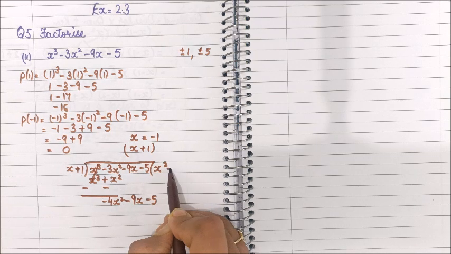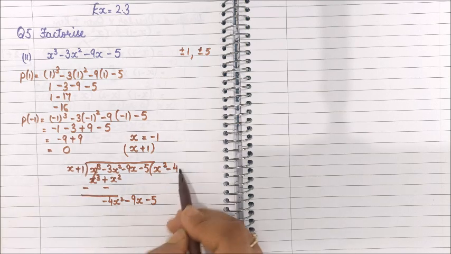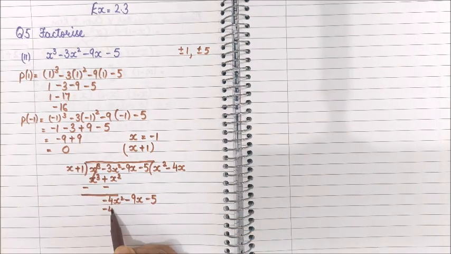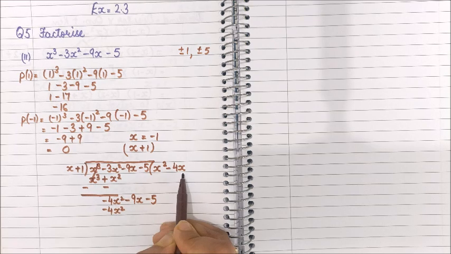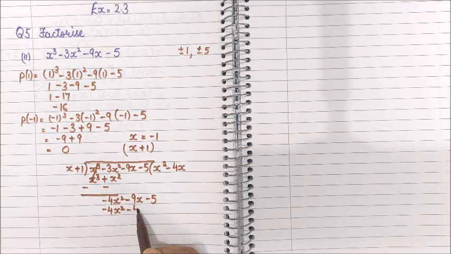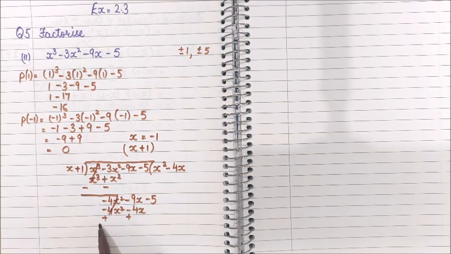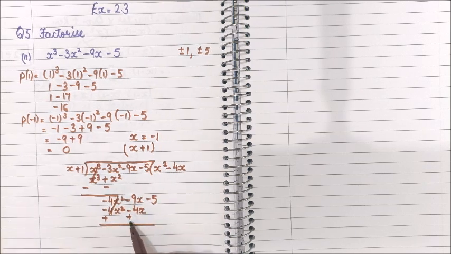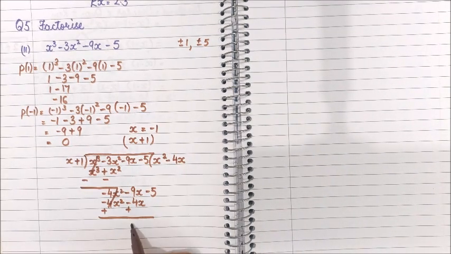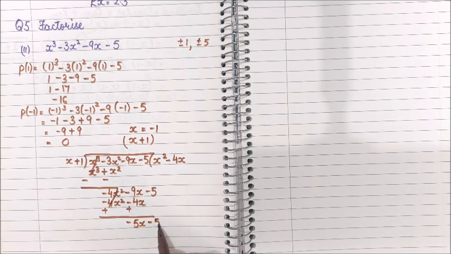So it means I will multiply with minus 4, and I need one more x, so I will multiply with minus 4 into x. So this will give me minus 4x square. Now let's multiply this with x. So this will give me minus 4x. Changing the signs, this will be cancelled. Minus 9 and plus 4 will give me minus 5x, and this I will take as it is.